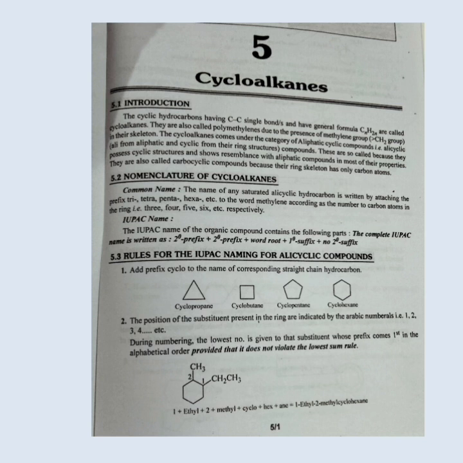Now, rules for the IUPAC name for alicyclic compounds. First, add the prefix cyclo to the name of the corresponding straight chain hydrocarbon. Second, the positions of the substituents present in the ring are indicated by Arabic numerals, that is 1, 2, 3, 4, etc. During numbering, the lowest number is given to that substituent whose prefix comes first in alphabetical order, provided that it does not violate the lowest sum rule.